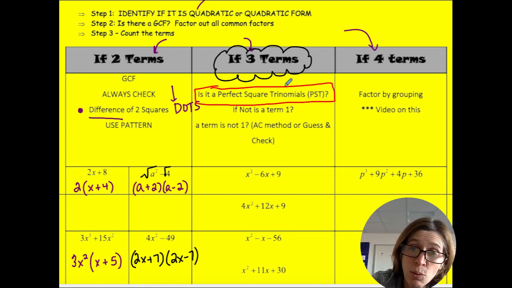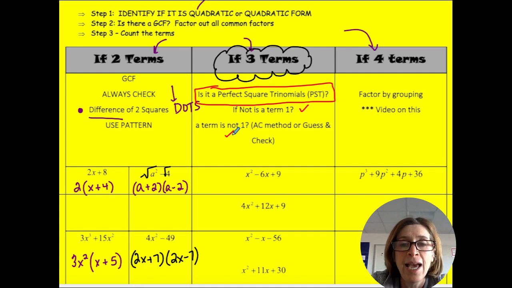If it's not a perfect square trinomial, I'm going to look at the A term to see if it's 1 or not 1. And then I could use several methods. I could use the AC method, which is the grouping method, or guess and check. However your teacher taught you to do that in the past, I'm comfortable with you using.